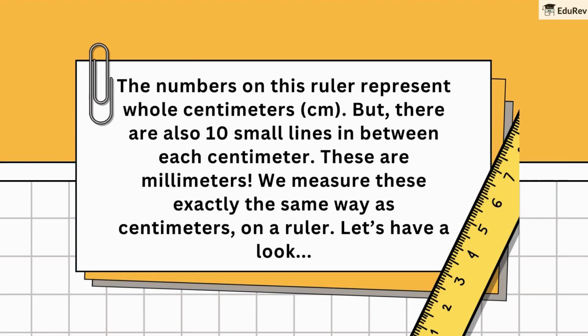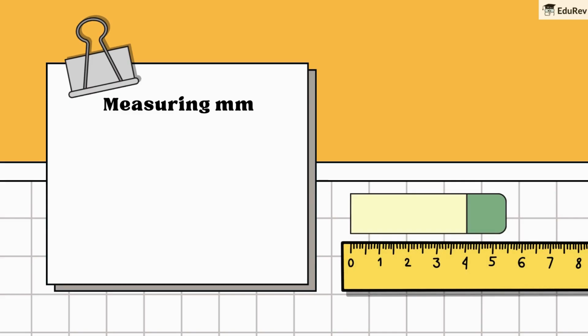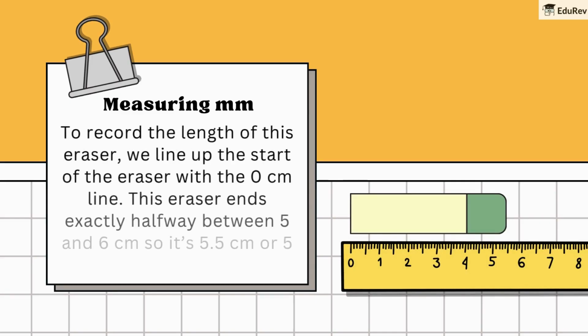Let's have a look. Measuring millimeters. Let's measure the length of an eraser. To do so, we line up the start of the eraser with the 0 centimeters line. This eraser ends exactly halfway between 5 and 6 centimeters, so it's 5.5 centimeters or 5 centimeters and 5 millimeters.